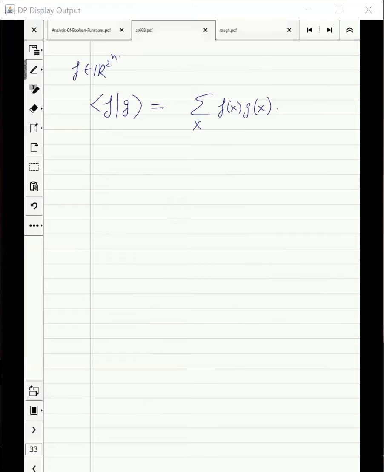But doesn't this seem obvious? Every input in 0 comma 1 to the power n is one of the coordinates, no? Every input is a coordinate for this function. So you just multiply everything and then add.